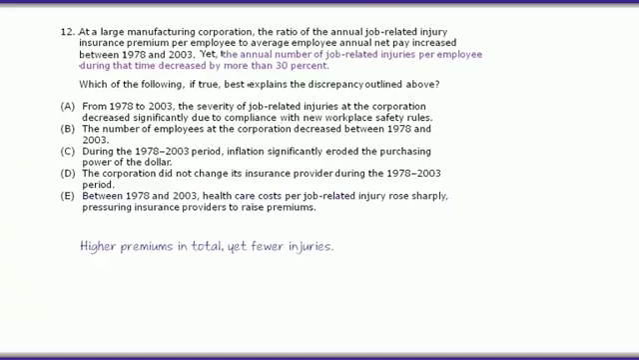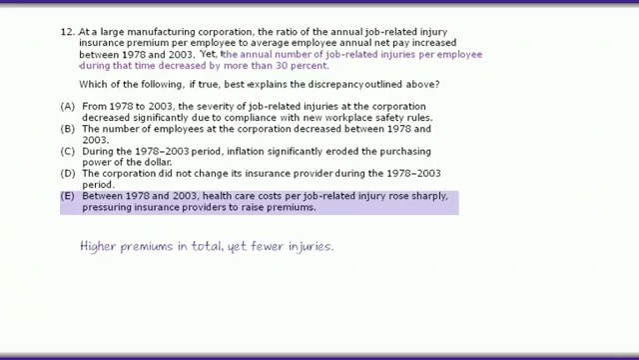Sure enough, one of your explanations appears in answer choice E. Costs per injury are going up dramatically. Thus, even if there are fewer total injuries, insurance premiums could rise. Answer choice E is the correct answer. But, just for the record, let's discuss the other four choices.